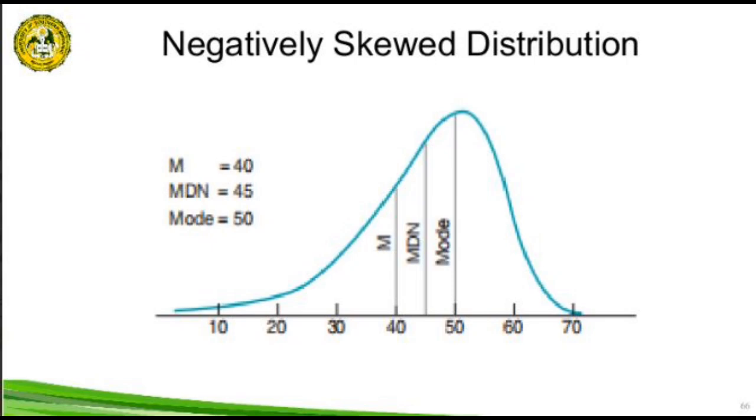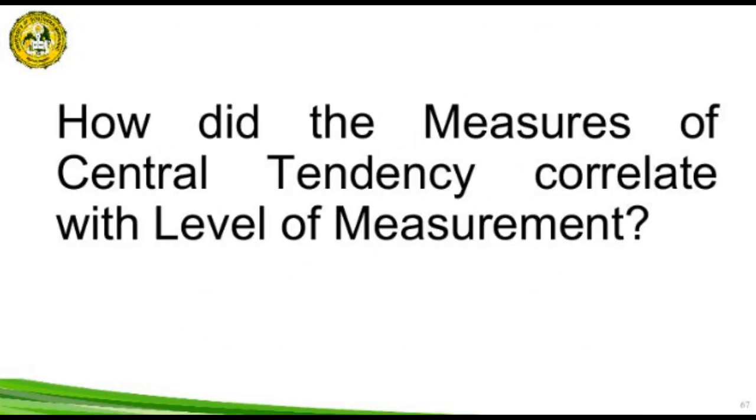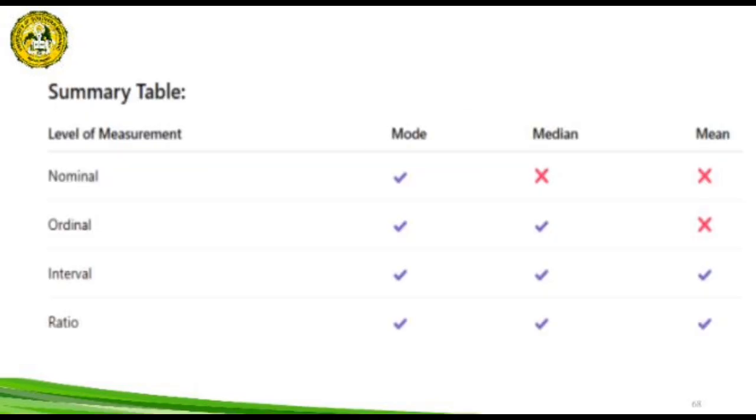because I'm running out of time. So now let's proceed to how the measures of central tendency correlate with the level of measurement. As you can see in the summary table, the level of measurement and the types of central tendency.